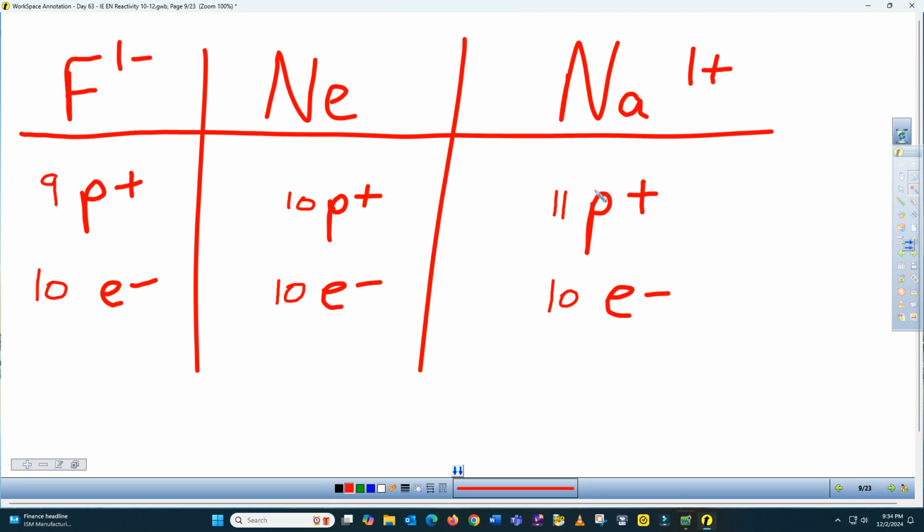Well, look at the number of protons. Sodium has the greatest number of protons, so it has 11 positive charges pulling in on those 10 electrons the best. And so sodium is going to pull those 10 electrons closer, tighter, making it the smallest.